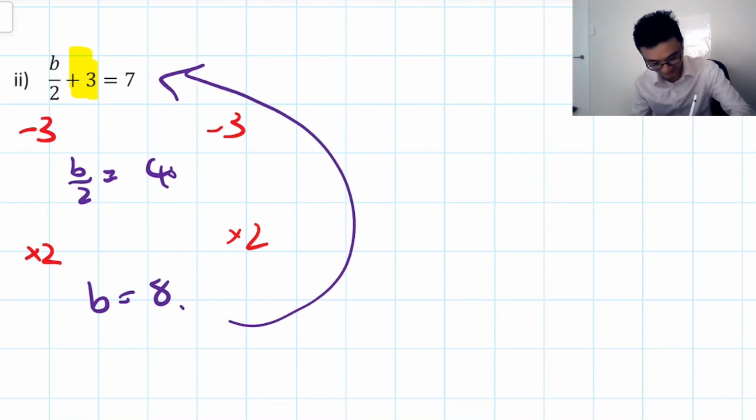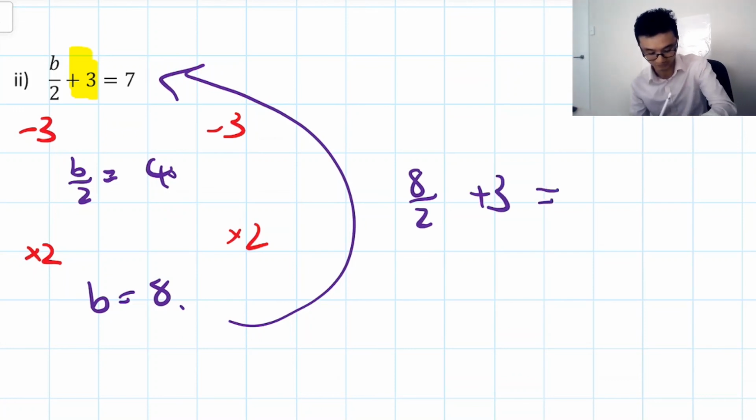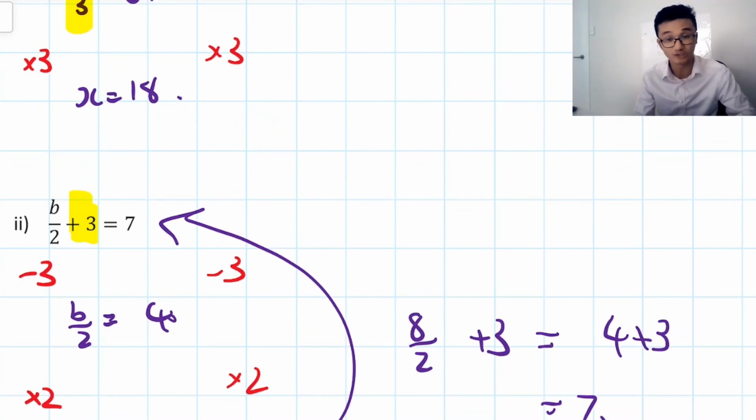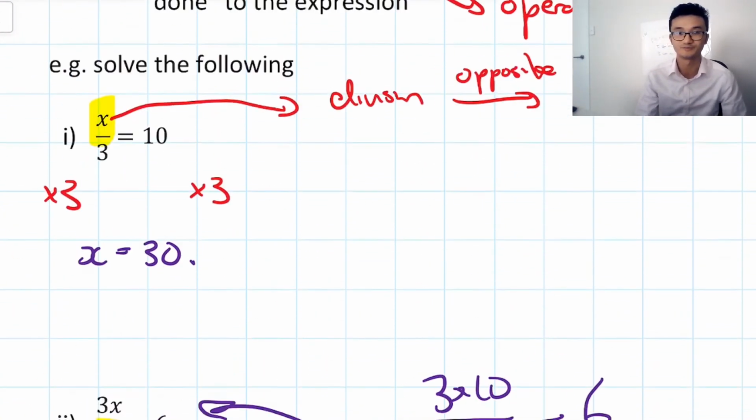Let's check it for good measure. 8 divided by 2 plus 3 is equal to 4 plus 3. And lo and behold, that is 7. Okay, that's how we can approach these kinds of questions here, where we have to not only think about solving equations, but solve them with fractions as well. Hope that helps.